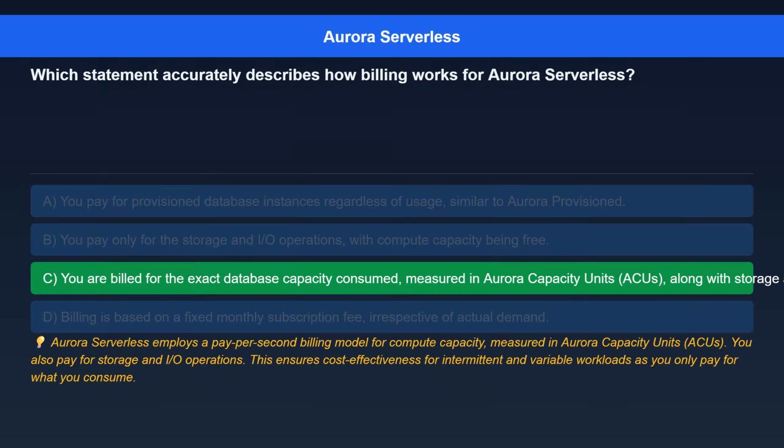The correct answer is you are billed for the exact database capacity consumed, measured in Aurora Capacity Units, ACUs, along with storage and I/O. Here's the explanation. Aurora Serverless employs a pay-per-second billing model for compute capacity, measured in Aurora Capacity Units, ACUs. You also pay for storage and I/O operations. This ensures cost-effectiveness for intermittent and variable workloads, as you only pay for what you consume.